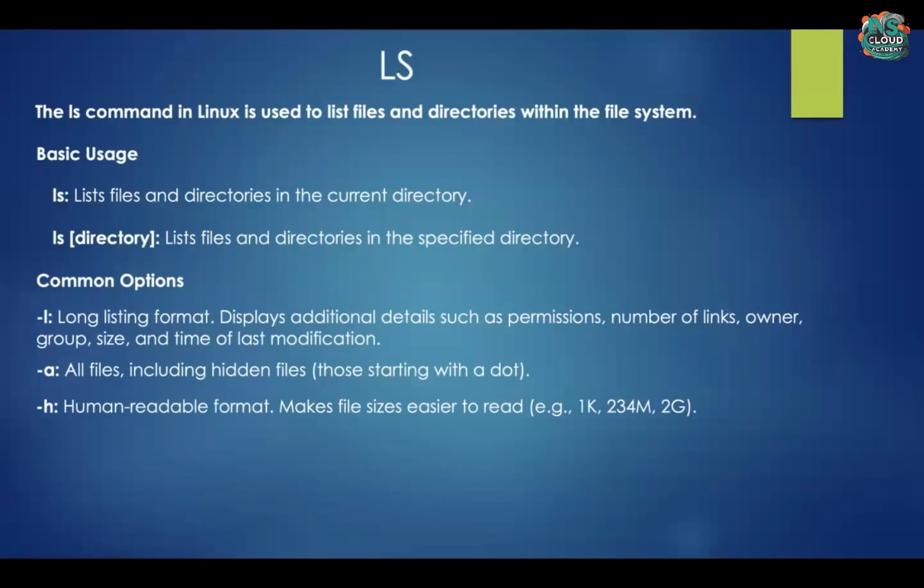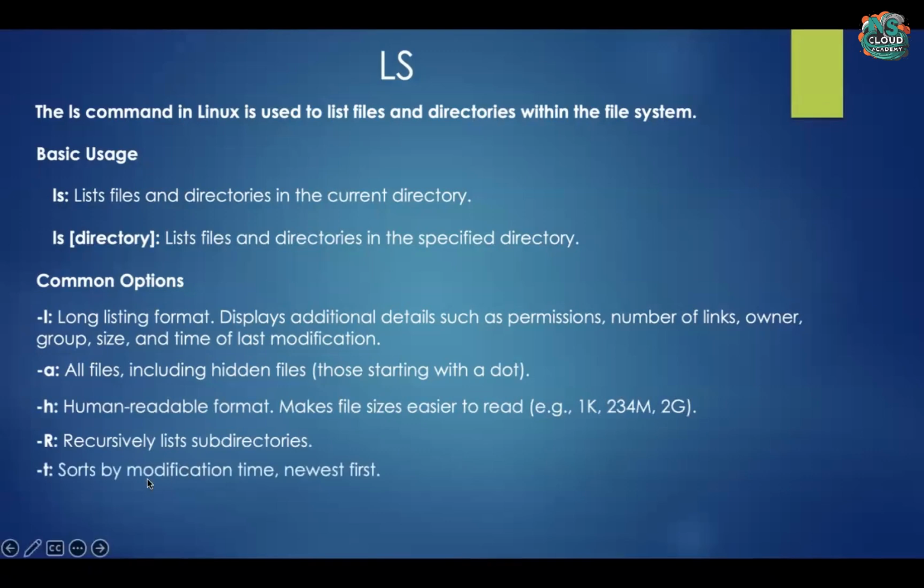When you want to see the human readable format, you can use hyphen h. Use hyphen R for a recursive list of directories and subdirectories. And hyphen t is used to sort by modification time, newest first, meaning when you use -t, you will see things in an organized way. So let's use these on the terminal.